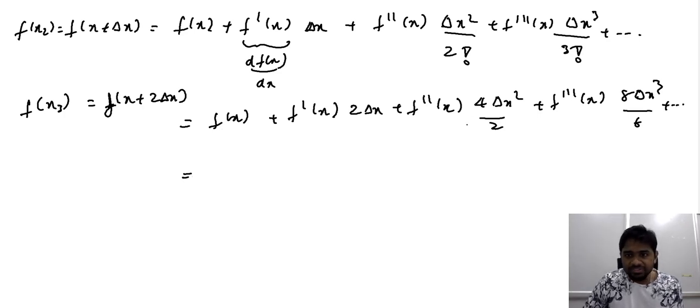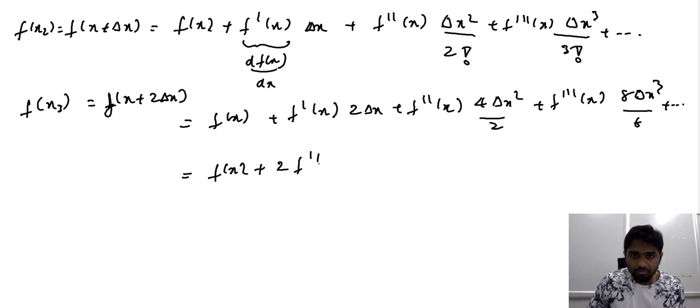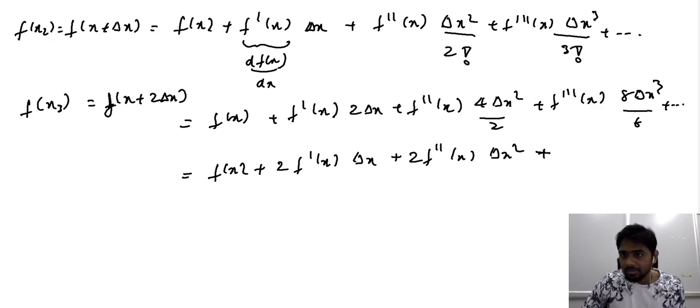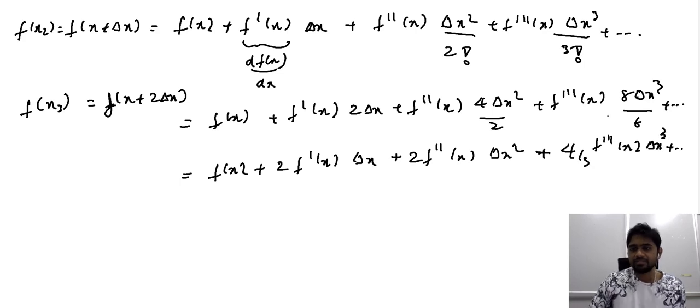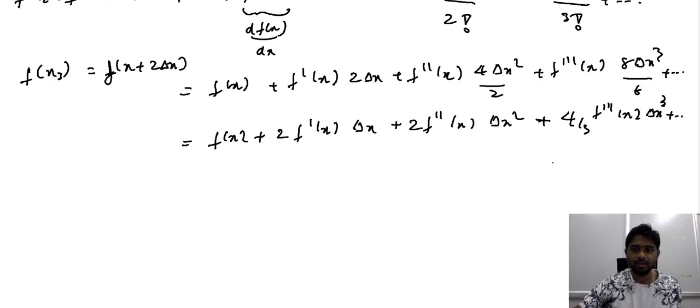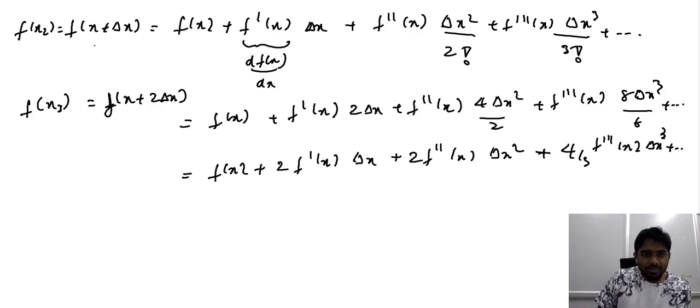Now let us arrive at an expression wherein we don't have any denominators for this Taylor expansion. It would be 2 f prime of x delta x plus 2 f double prime of x delta x square plus 4 by 3 f triple prime of x delta x cube. All that we have done is simplified these fractions and arrived at this expression here. Now we have an expansion for f of x plus delta x, and we have an expansion for x plus 2 delta x.